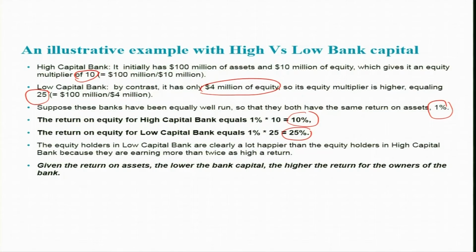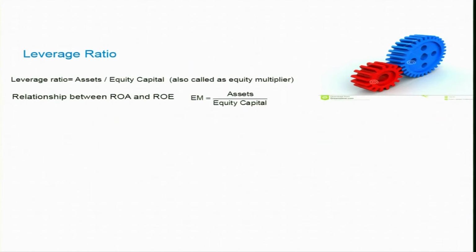And obviously, the higher the dividend they are getting, their stock price also will increase. So given the return on assets, the lower the bank capital, the higher the return for the owners of the bank. From this we can also discuss another concept. Another name for this equity multiplier is the leverage ratio. That means with a given amount of capital, how much they were able to leverage, how much assets they are able to acquire. The leverage ratio is the assets divided by equity capital.